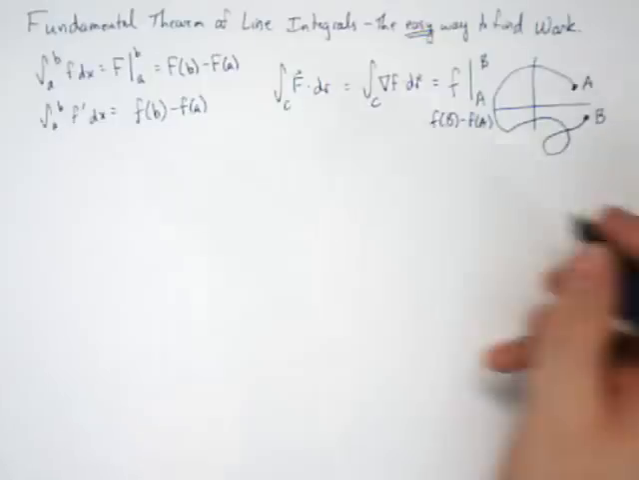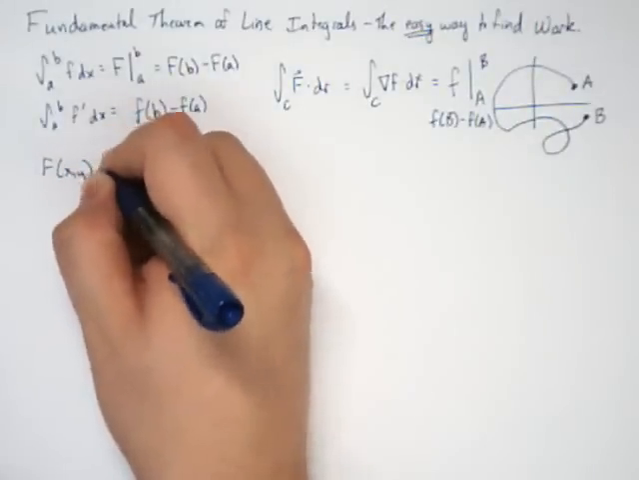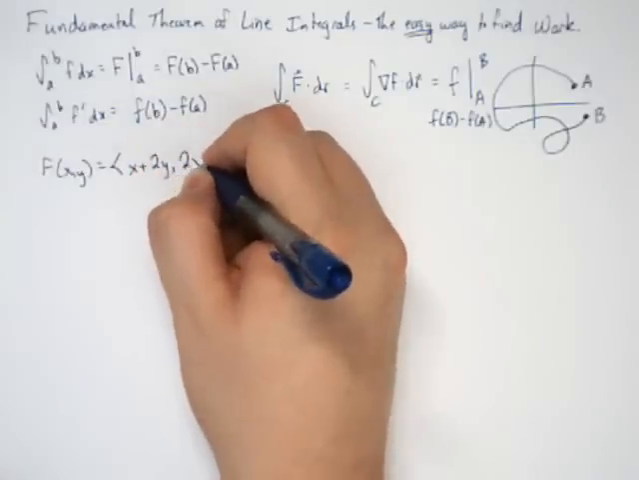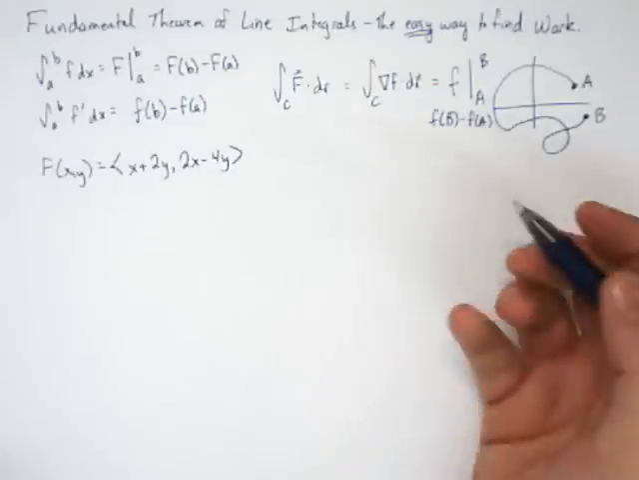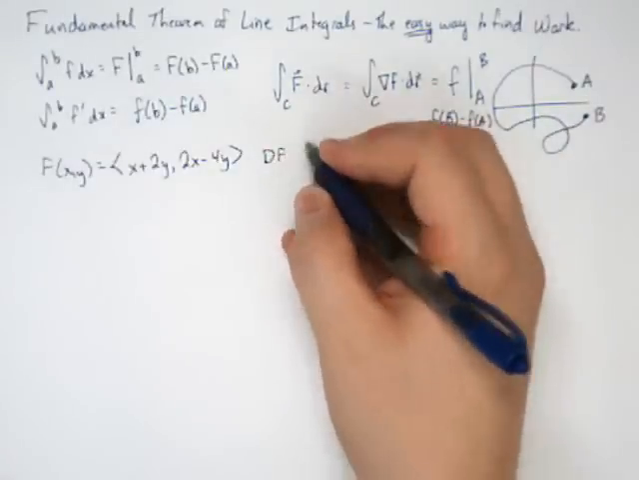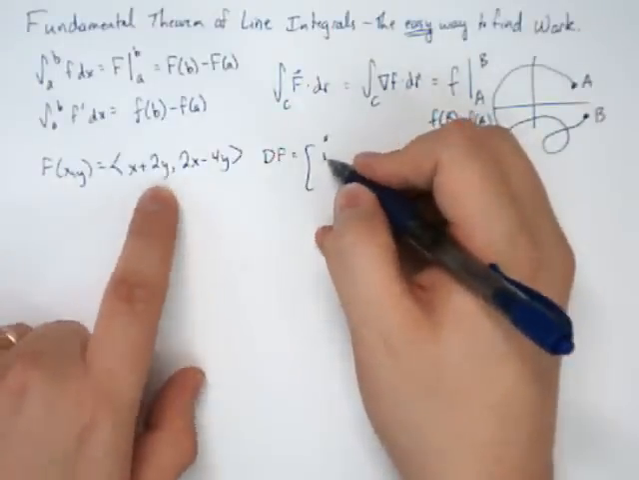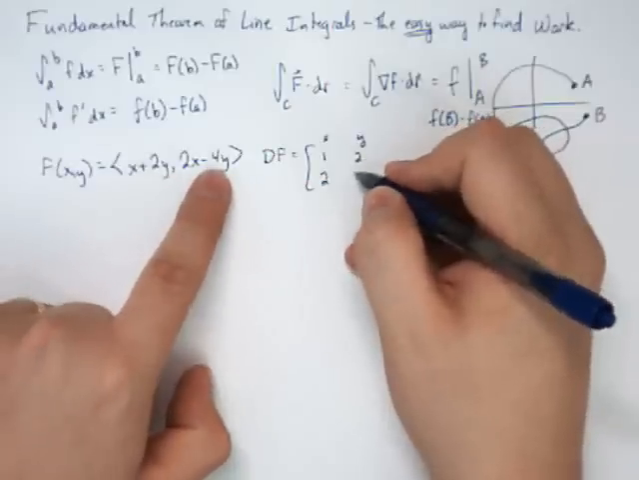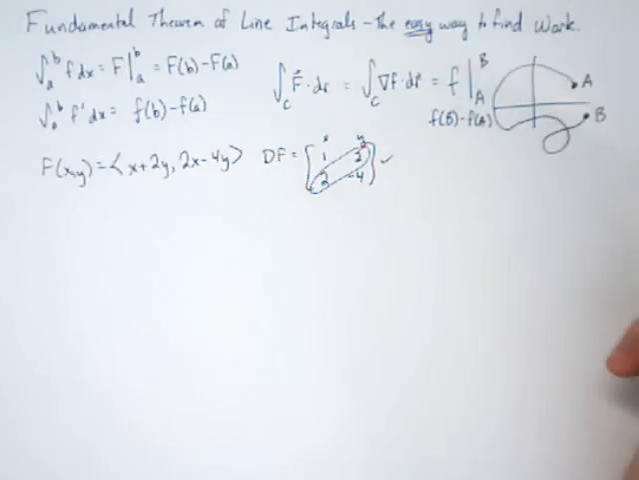So let me give you an example, and then we'll actually explain why it works. If you take a vector field such as x plus 2y and 2x minus 4y, does this vector field have a potential? A simple way to answer that: I take the derivative. If I take the derivative with respect to x, I get a 1 and a 2. If I take the derivative with respect to y, I get a 2 and a negative 4. Those numbers are the same, so a potential exists.